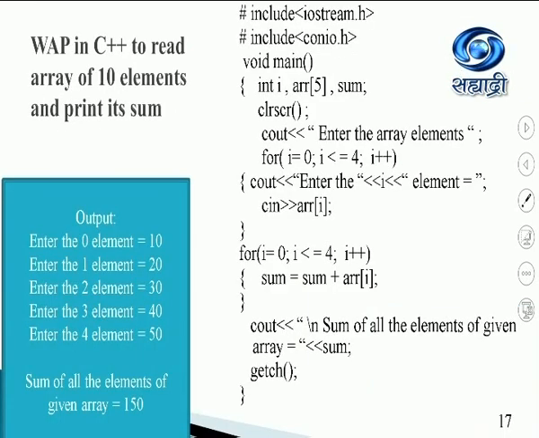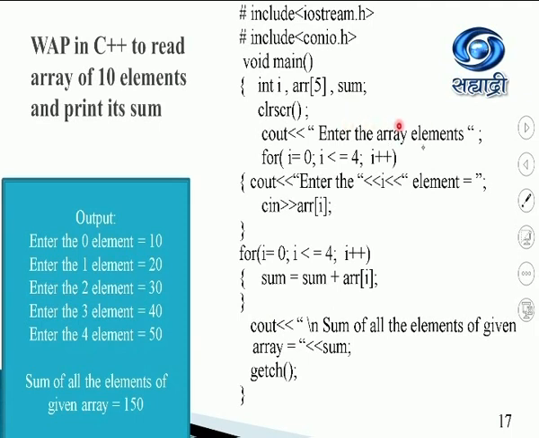The next one, write a program in C++ to read the array of 10 elements and print its sum. Now remember, we are first going to read the elements and then we are going to print the sum. So here I have taken int i, we know, sum we know. What is this? This is something new. It is an array of 5 integers. So array of 5 integers will start with 0, end at 4.